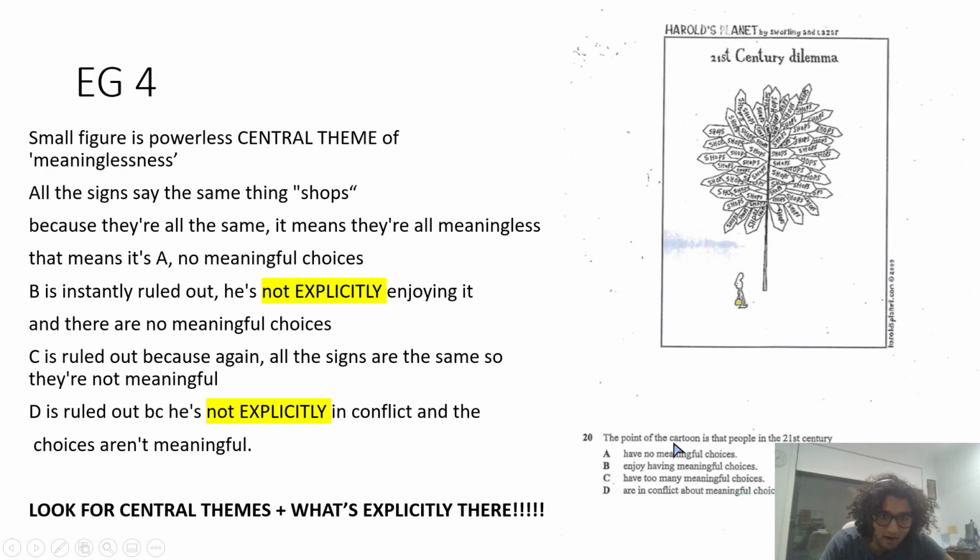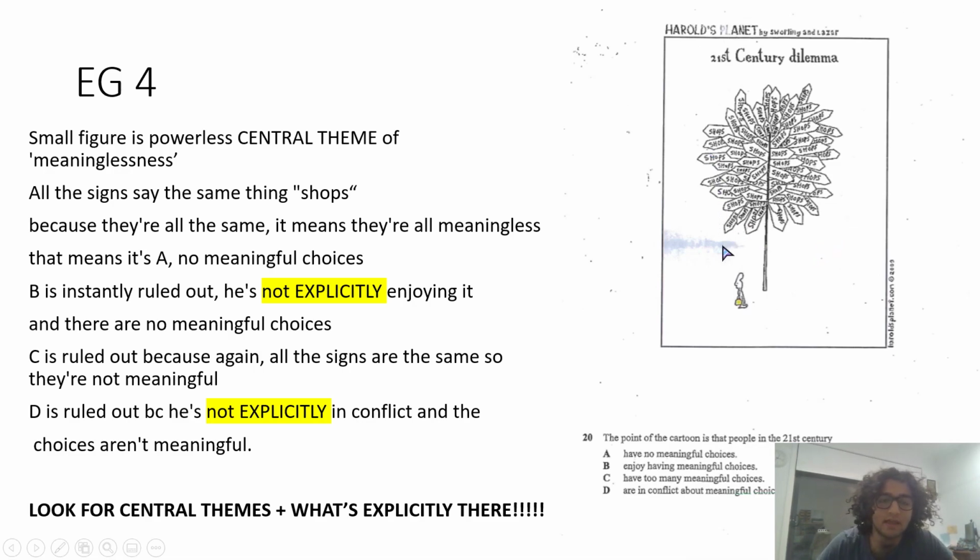The point of the cartoon is that people in the 21st century, A, have no meaningful choices. B, enjoy having many meaningful choices. C, have too many meaningful choices. Or D, are in conflict about meaningful choices. So after looking at these, I know that it's about meaningful choices, right? They all have them. So I have to see, does it have none of them? Does this guy enjoy it? Does this guy have too many of them? Or are they in conflict? And what does the image tell me?